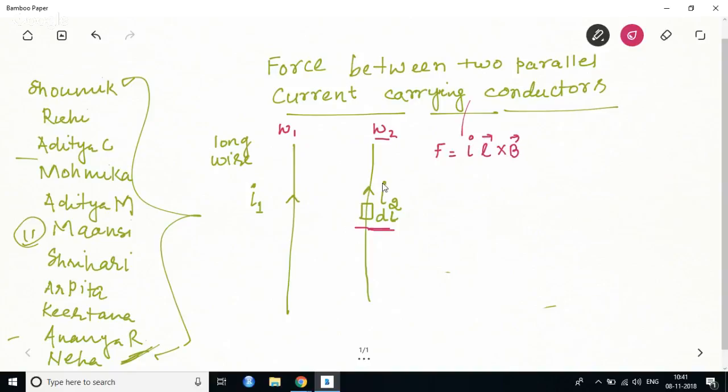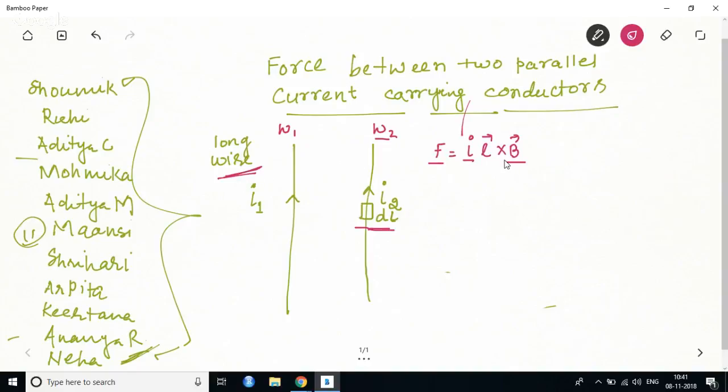Now, is there a current in the second wire? Yes, so current is there. Length I have already taken. What about this B? When I was giving you this particular formula, I told you, yes Ruhi, I already told that it's a long wire. So I've written it on the screen that it's a long wire.